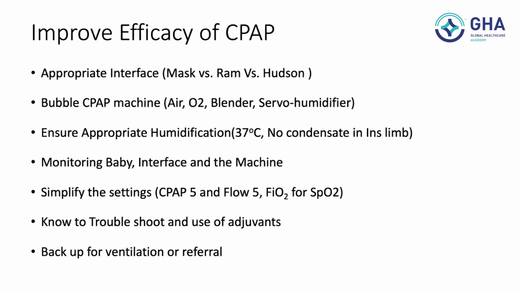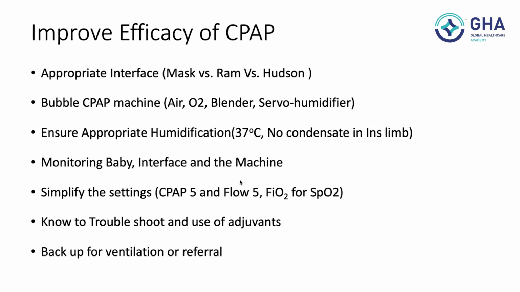But whenever you have to use bubble CPAP, you have to ensure that you need a compressed air source, a compressed oxygen source, a good blender, and a good humidifier which delivers air-oxygen at 37 with 100% relative humidity. Don't compromise on any one of these if you want good efficacy of CPAP. Ensure appropriate humidification. That means the temperature should be 37 and there should not be any water in the inspiratory limb. There should be some water in the expiratory limb.